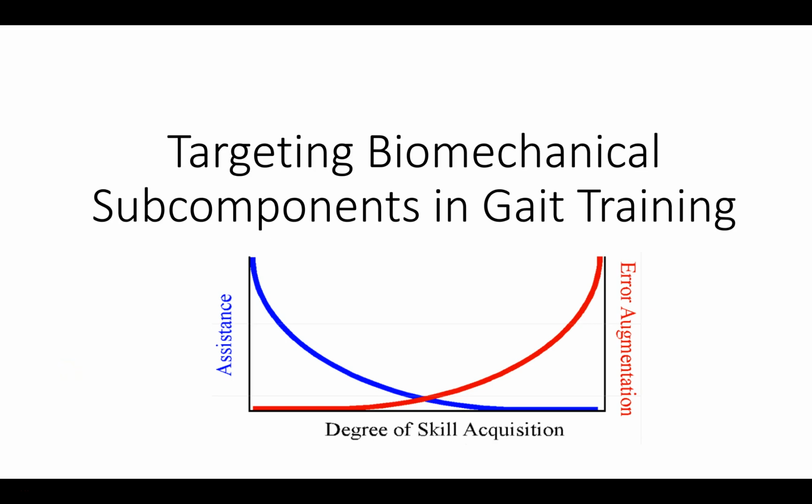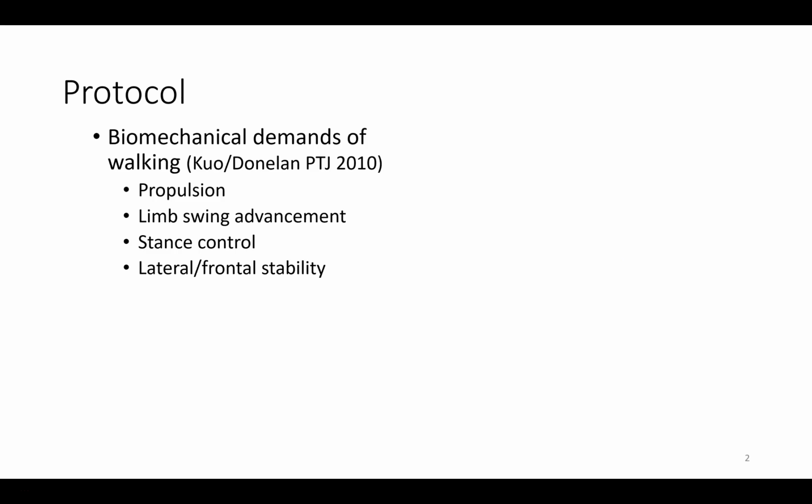All right, for this part of the talk, I'm going to review the training paradigm that underlies a lot of the gait interventions that we provide in the research studies. So back in 2010, Kuo and Donelan delineated 4 biomechanical demands of walking. They looked at functional subcomponents of the task of walking that needed to occur in order to walk. They weren't concerned with how the individuals completed any of these individual subcomponents, just that they were completed. The 4 that they identified were propulsion, limb swing, stance, and lateral or frontal stability or balance.